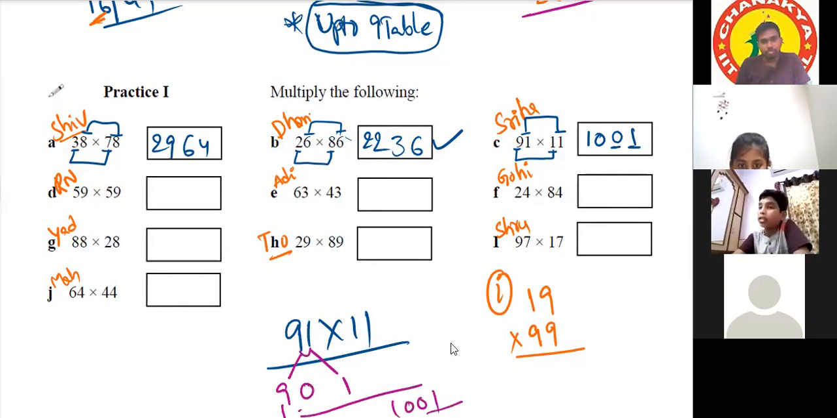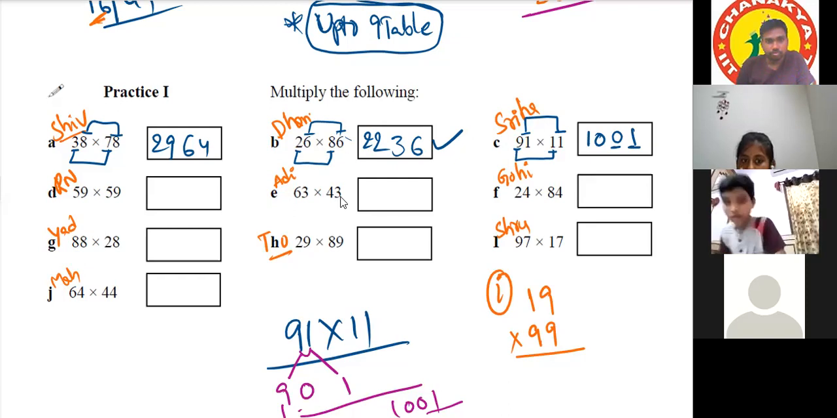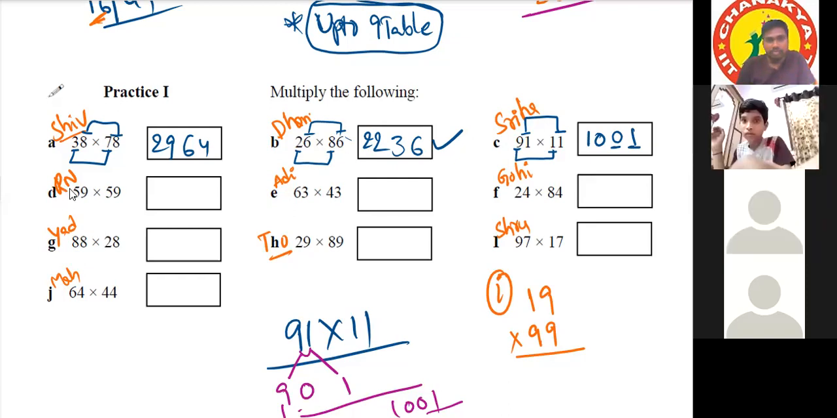Can I do it, sir? Miss this one. 97 into 17. Sir, can I do it first? Sir, I will only do it, sir. Wait. Time is getting more. We'll make it fast. Ritvik.